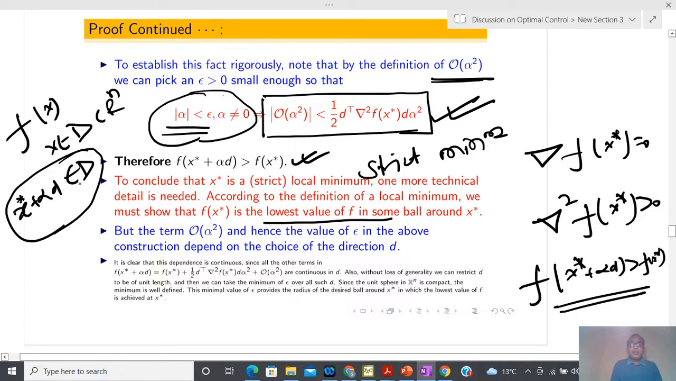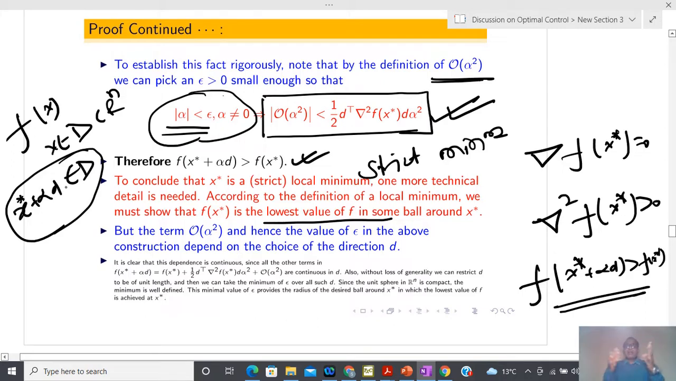Now I have to make sure of this kind of condition if I wish to have some kind of strict minimum. So the question is how to select alpha and how to select d. It is possible to show that in one dimensional space things are pretty easy. I can select one line of unit length and then vary alpha, so alpha I will vary by a small amount.